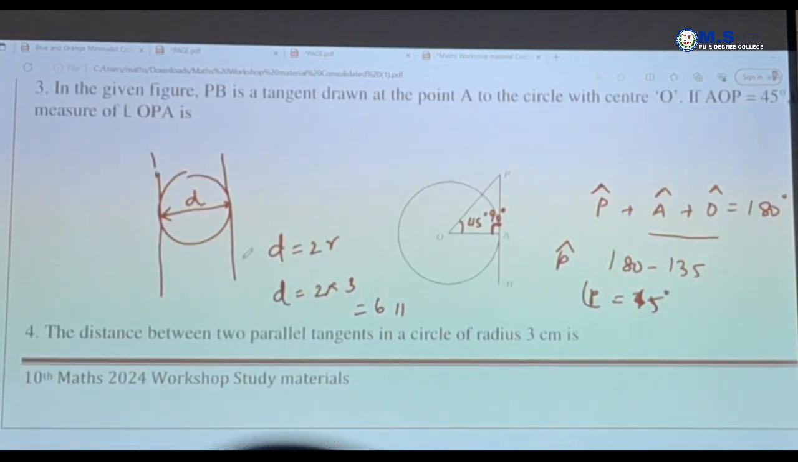And how many parallel tangents will be there? How many parallel tangents can you draw to a circle? Infinite. See, parallel tangents can be drawn to a circle. This is one parallel tangent. You can draw one more than this. In fact, many you can draw. But at max you can draw two. Okay?